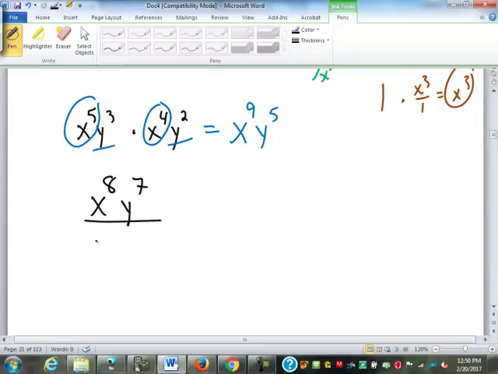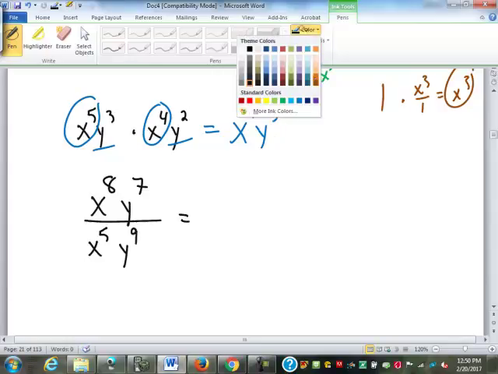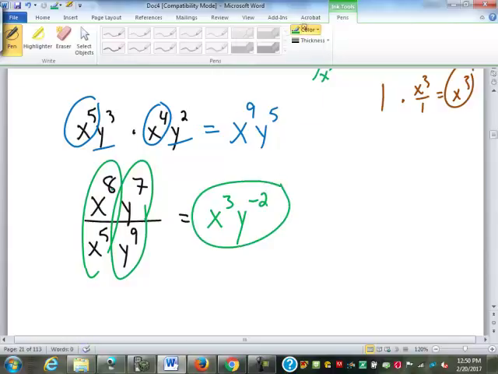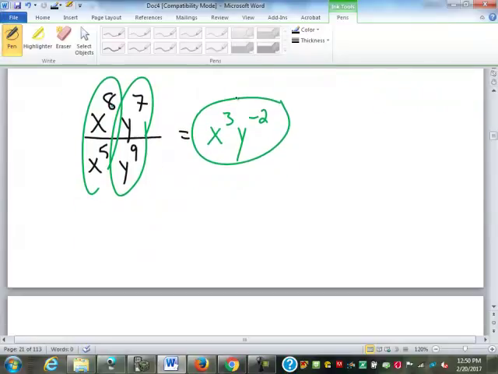X to the eighth, y to the seventh, divided by x to the fifth, y to the ninth. And divide out the x's. X to the eighth divided by x to the fifth is x to the 8 minus 5, which is 3. Y to the seventh divided by y to the ninth is y to the negative 2. Very good. So when we have more than one variable, we can just go each variable separately and combine them.